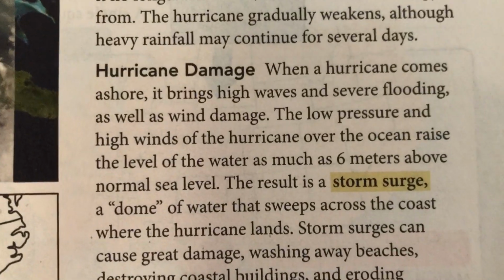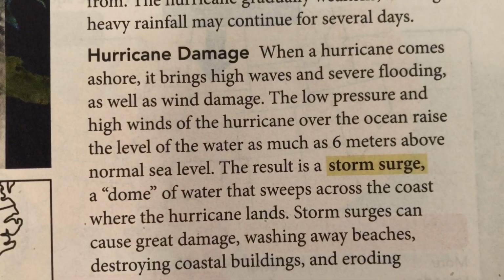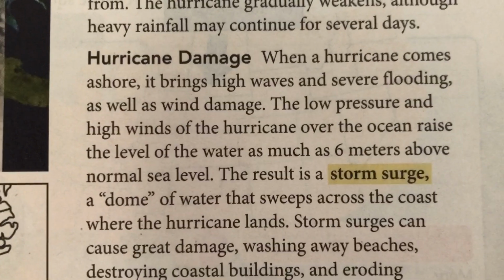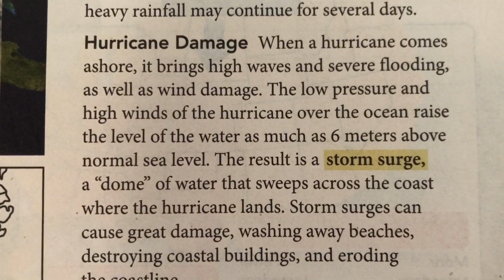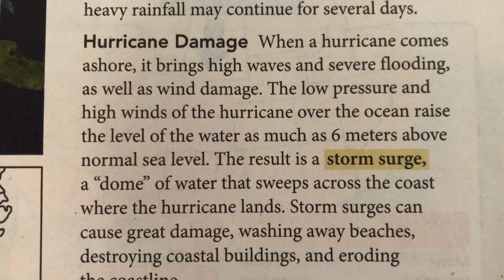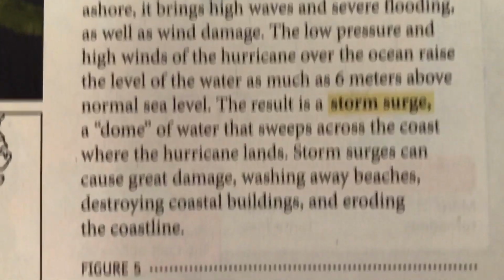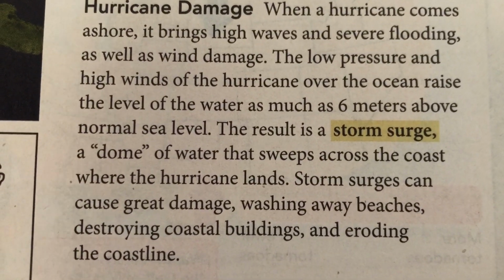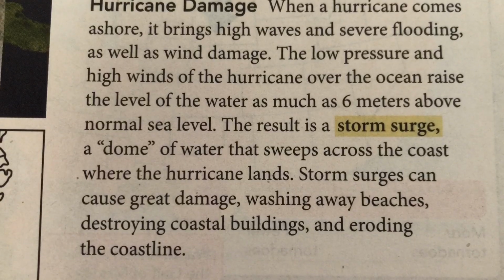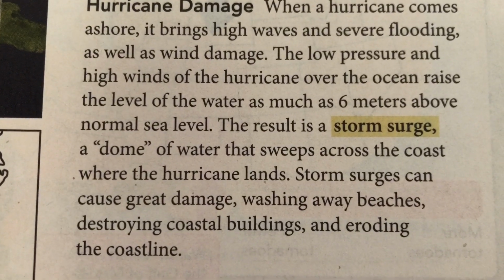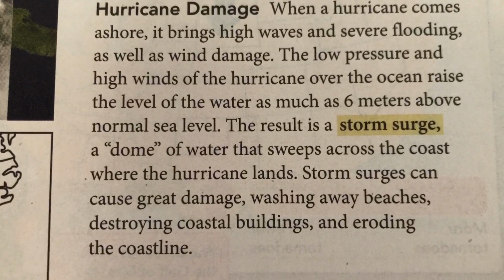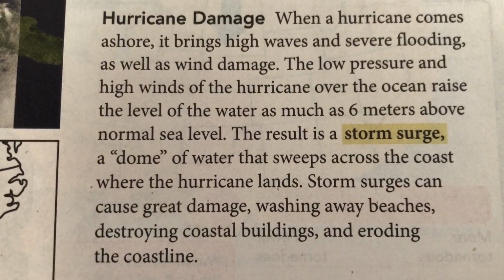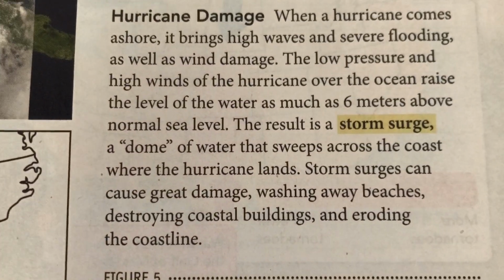Hurricane damage. When a hurricane comes ashore, it brings high waves and severe flooding, as well as wind damage. The low pressure and high winds of the hurricane over the ocean raise the level of the water as much as 6 meters above normal sea level. The result is a storm surge, a dome of water that sweeps across the coast where the hurricane lands. Storm surges can cause great damage, washing away beaches, destroying coastal buildings, and eroding the coastline.